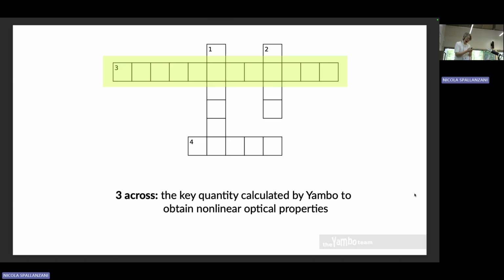So now let's see if we got what we wanted. My objective was to do some exercise: what is calculated by Yambo to obtain nonlinear properties.